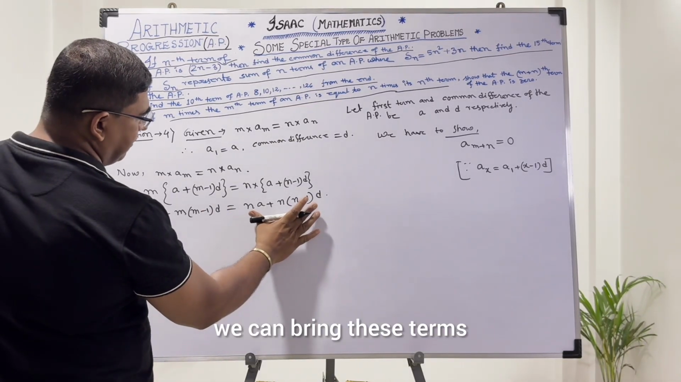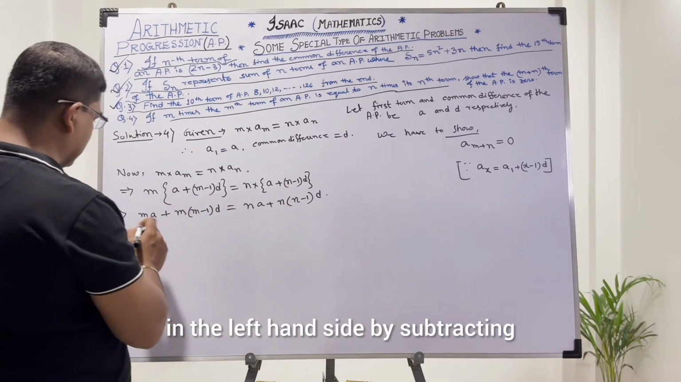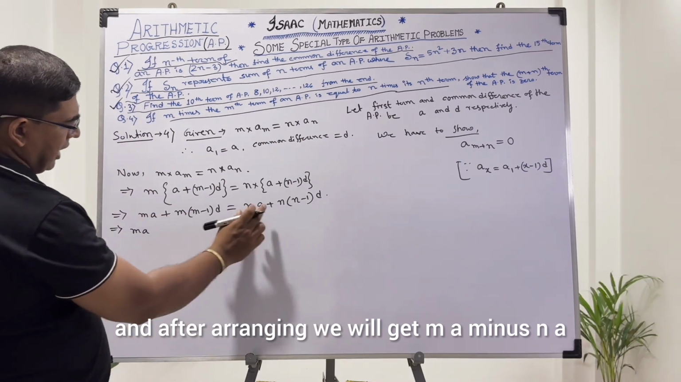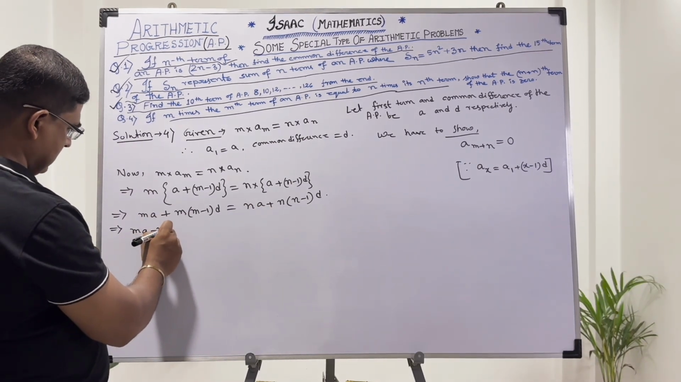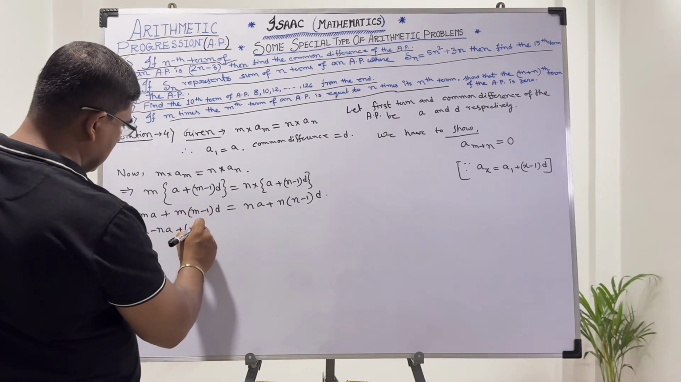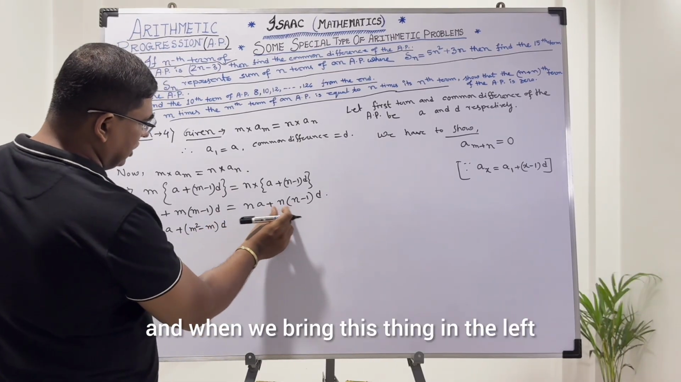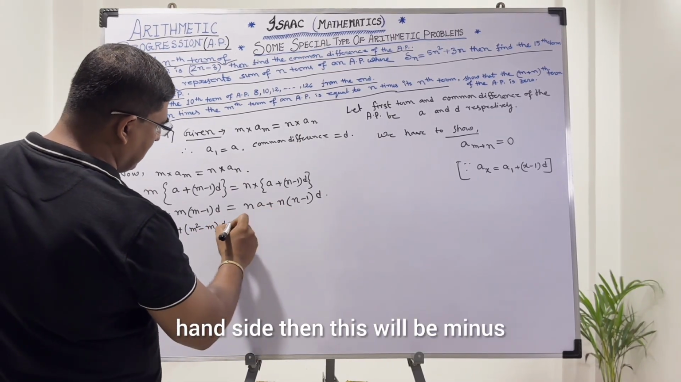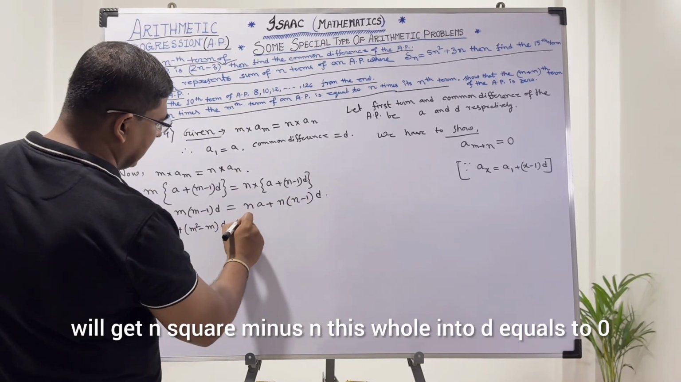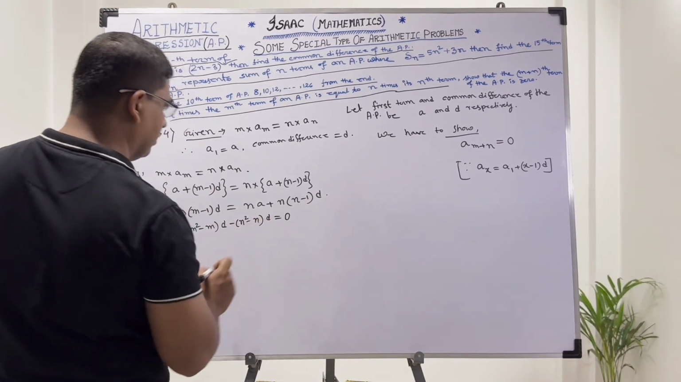Now we can bring these terms to the left hand side by subtracting, and after arranging we will get ma minus na plus, multiplying this, we get m square minus m whole into d, and when we bring this to the left hand side, this will be minus, and after multiplying n with n minus 1 we get n square minus n, this whole into d equals 0.